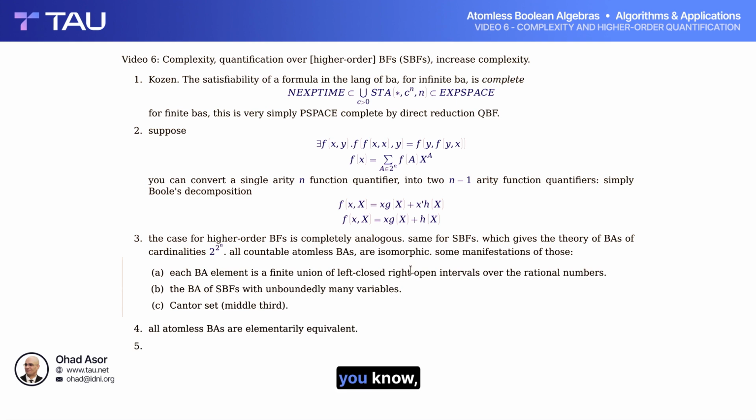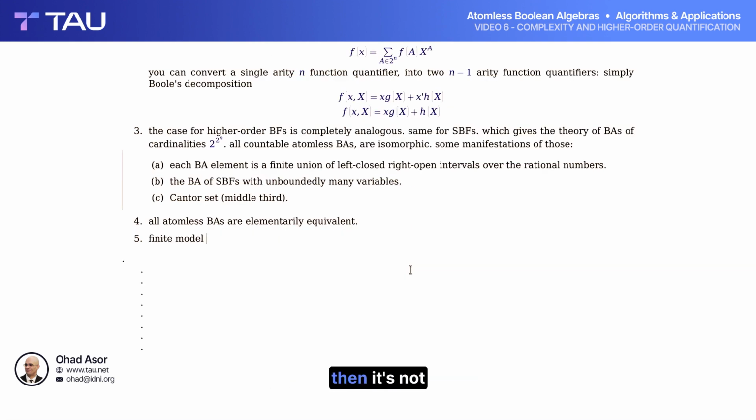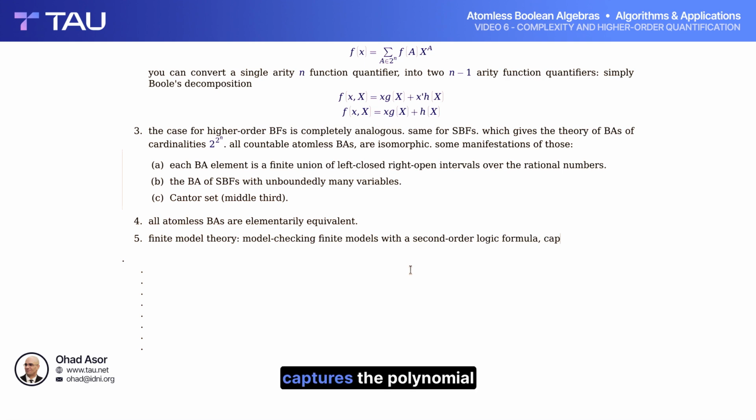All right, now, you know from finite model theory, and if you don't know, then it's not going to harm the progress of the material, that model checking finite models with a second order logic formula captures the polynomial hierarchy. The notion of capturing in the field of descriptive complexity is different than the notion of completeness. So one way to say it is, to any problem in the polynomial hierarchy, there is a second order logic formula such that if you encode the input to this problem as a finite model, then this decision problem can be done with a model checking against that formula.